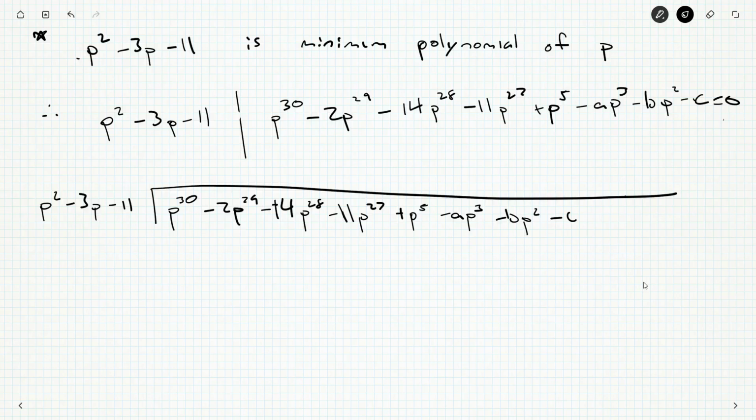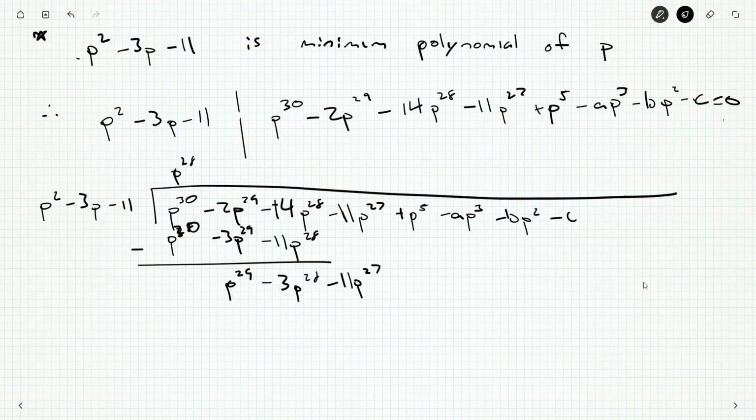Alright, so p squared goes in p to the 28 times. And then we multiply: p to the 28 minus 3p to the 29 minus 11p to the 28. And we subtract, p to the 28 times p squared is p to the 30. So that'll get me p to the 29 minus 3p to the 28 minus 11p to the 27. And then, oh, look at that, p to the 27 goes into that evenly.